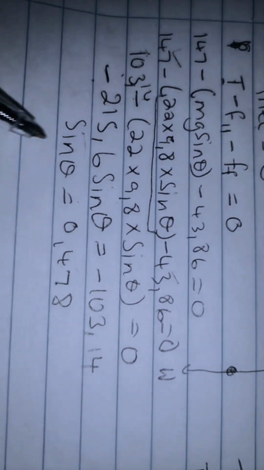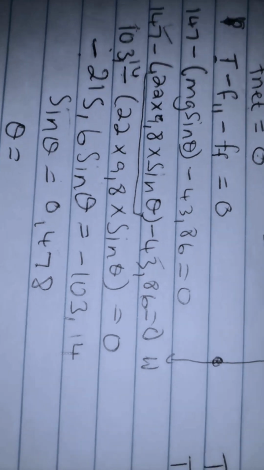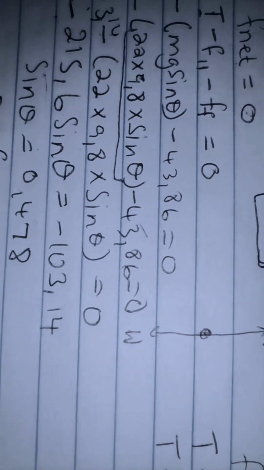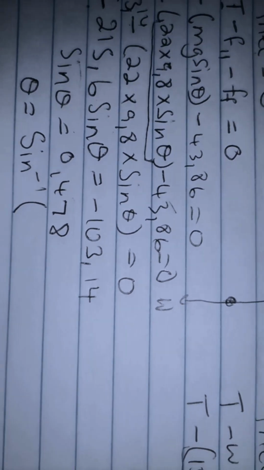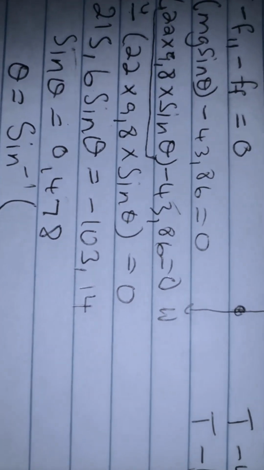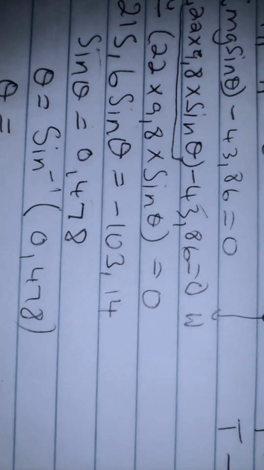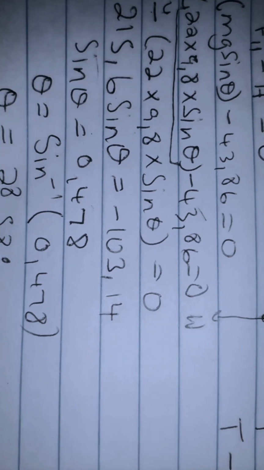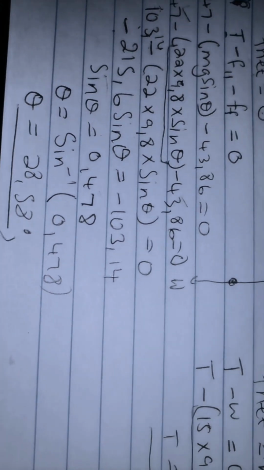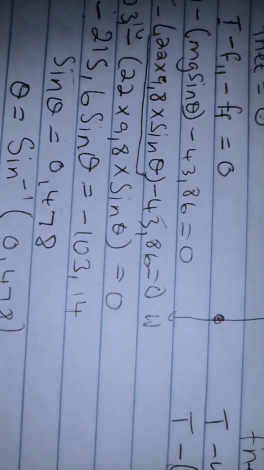0.478. And then now I'm going to say theta is equal to, remember to remove this sign, I'm going to introduce the inverse function, second function, sine, on the calculator, of 0.478. Then the value of our theta is equal to 28.58 degrees. I hope you can hear me, guys. This is how you simplify this problem. Let us go to the next problem.